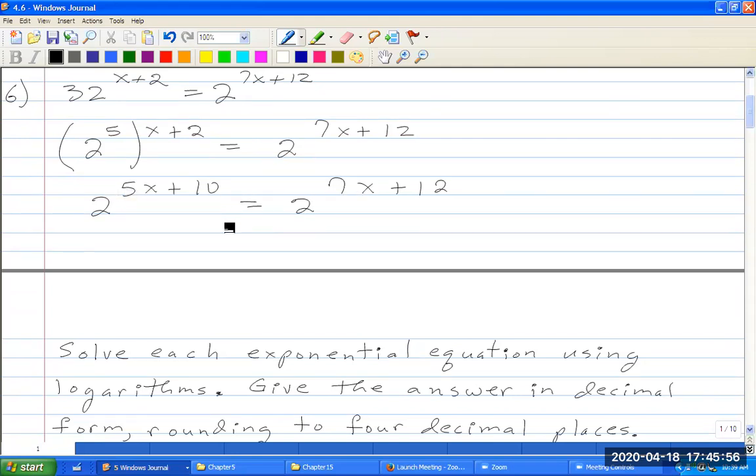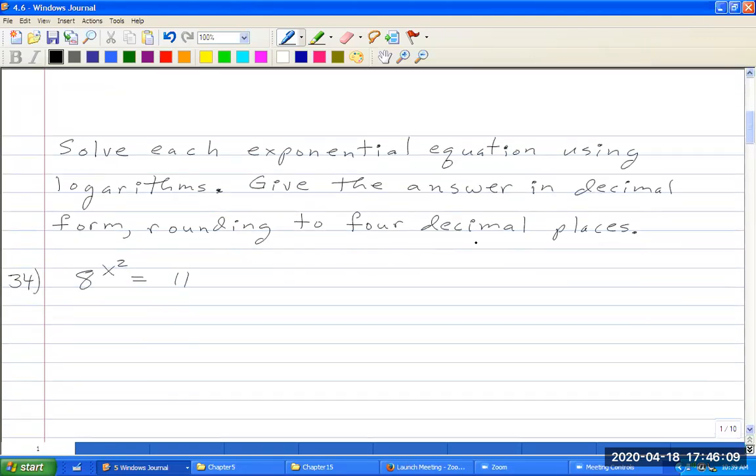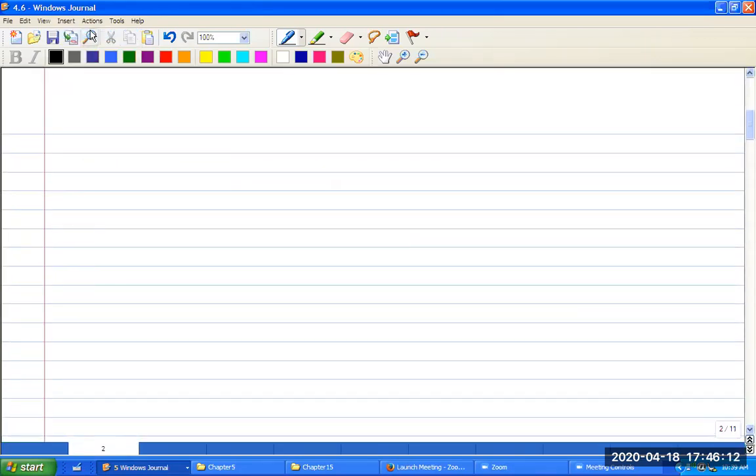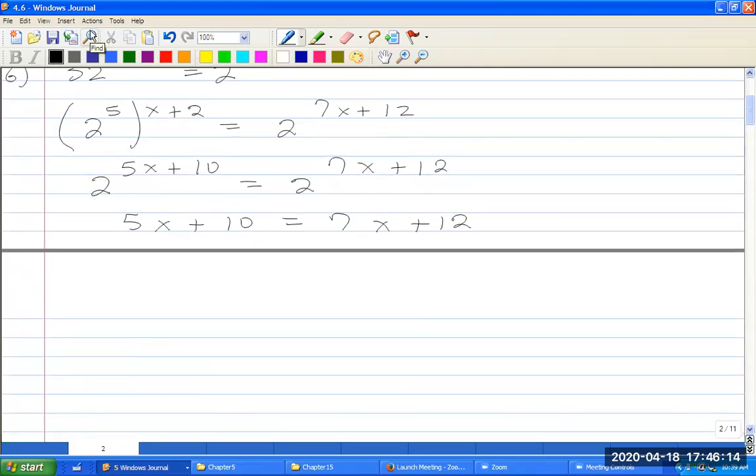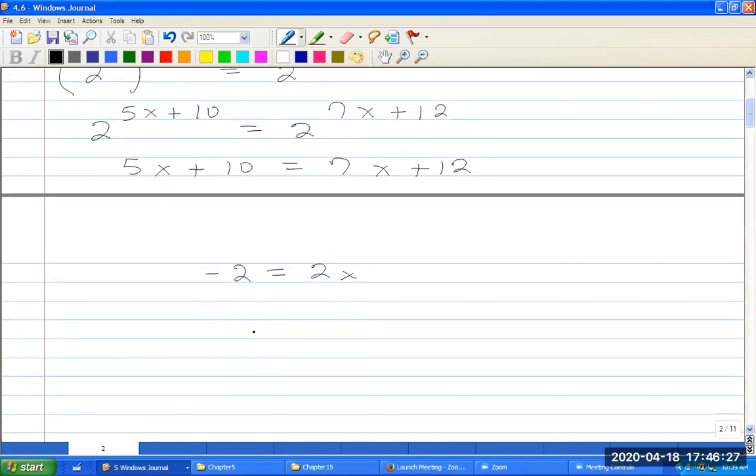The same base, 2, and these exponents are equal. Since the exponential function is injective, then the exponents must be equal. So I'll set each exponent equal to each other and solve for x. Subtract 5x from both sides of your equation. So I have that 2x is equal to, subtract 12 from both sides of your equation, negative 2. And that is your answer.